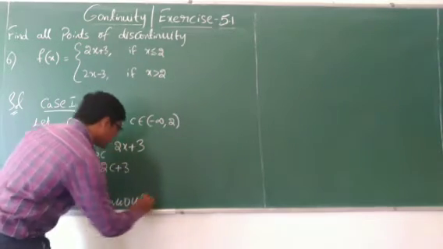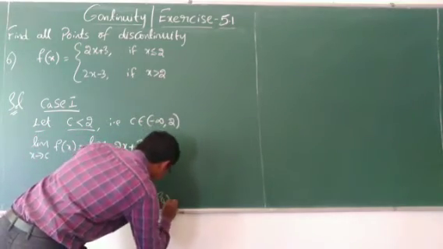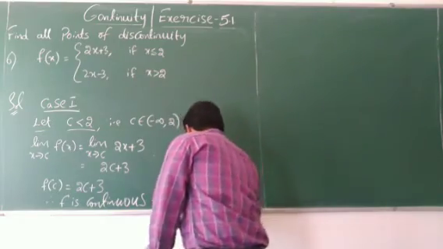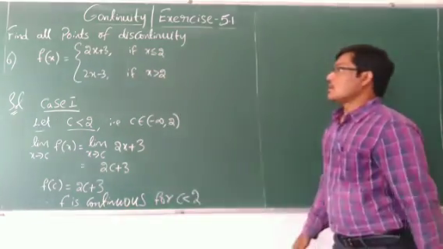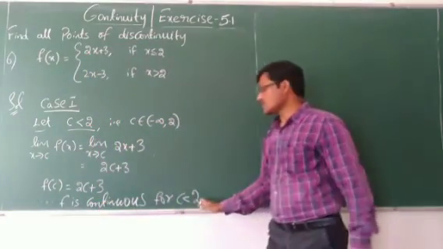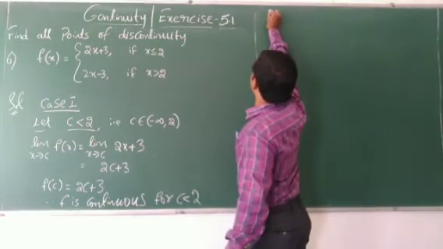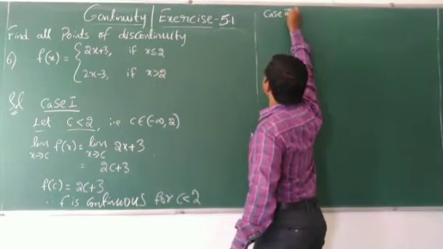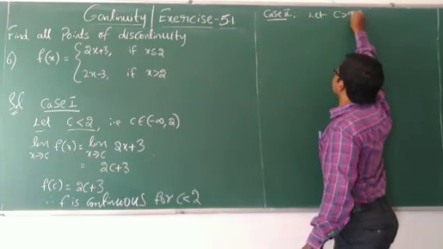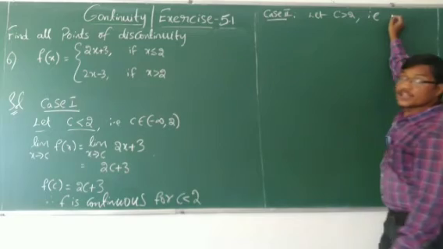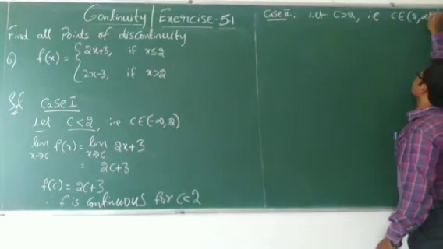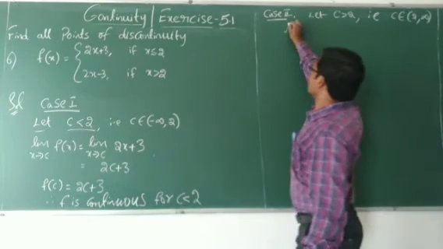F is continuous for C less than 2. Or directly you can see this is a polynomial function. So f of x is continuous for C less than 2. Consider the second case. Let C be greater than 2. C greater than 2 is for C belongs to 2 to infinity.